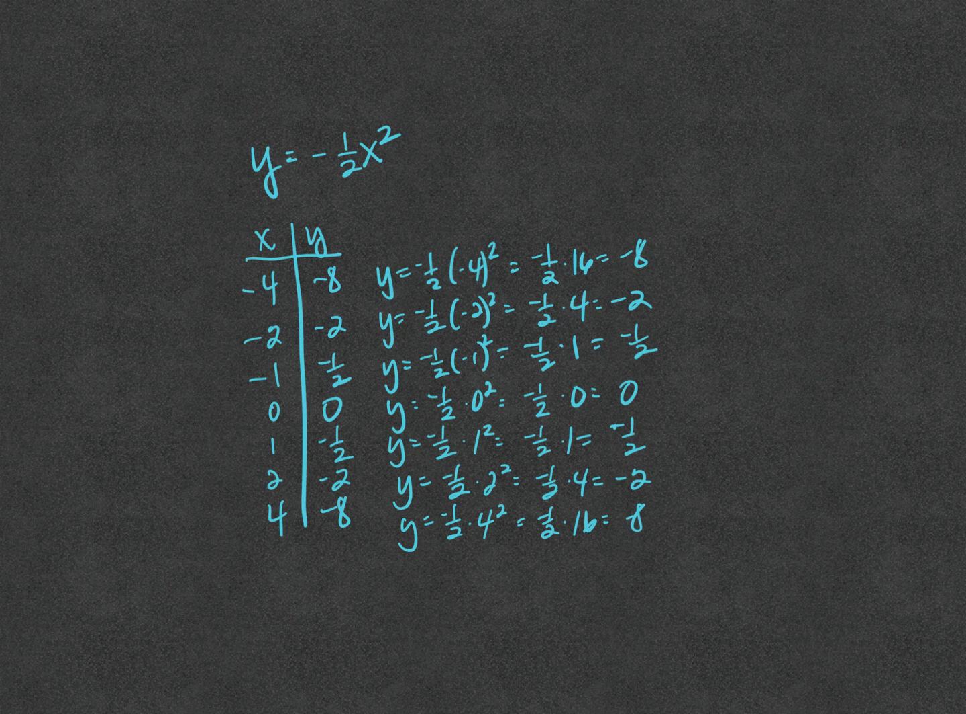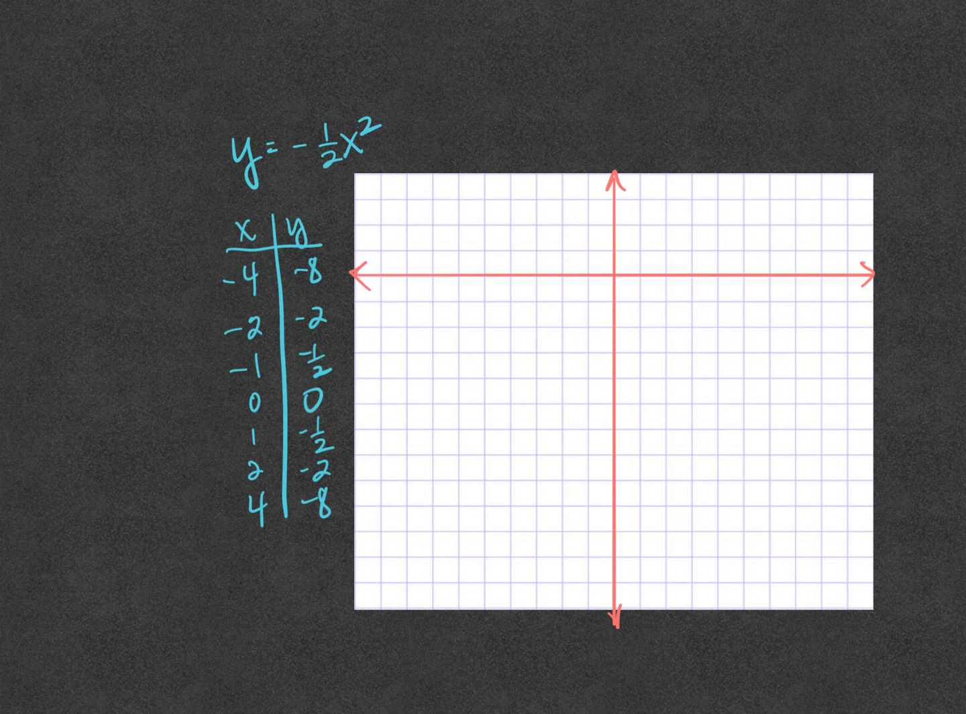Now we need our graph paper, but I need different graph paper. Now we can graph these points. So we have negative 4, negative 8. I think I counted right. Negative 2, negative 2, negative 1, negative 1/2. And you kind of got to estimate that. 0, 0, positive 1, negative 1/2, 2, negative 2, and 4, negative 8.